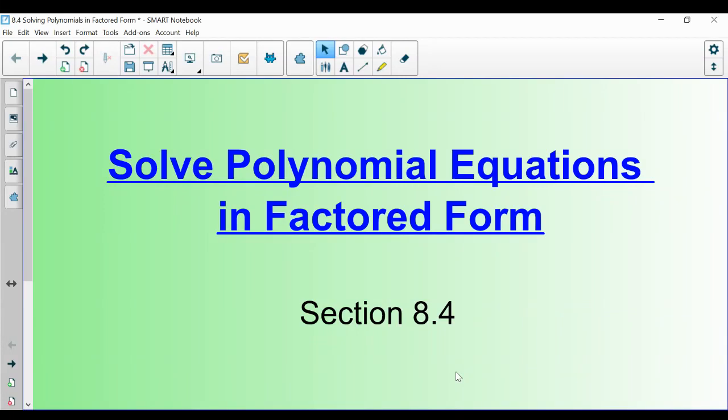Hello, class. This is a lecture on solving polynomial equations in factored form. This is section 8.4 in our textbook.